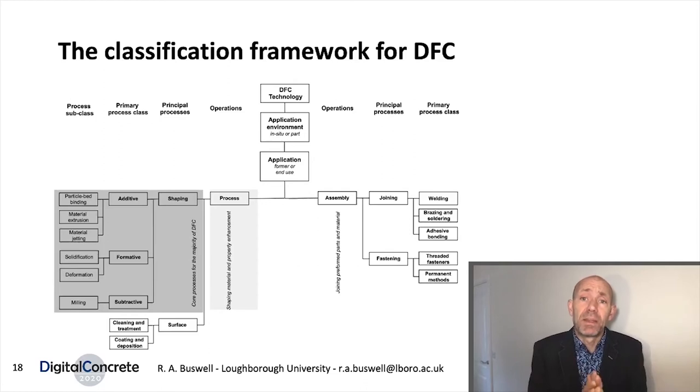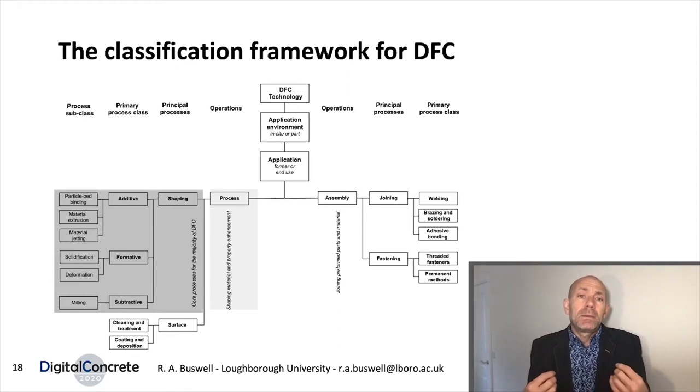The classification framework is represented here. It's been redrawn from the paper in order to fit the presentation format. The technology should be specified in the context of the application environment and product it is being used to manufacture. And well-defined process boundaries allow classification by operation, either by an assembly or a process. The material shaping options are additive, formative and subtractive, and then the relevant subprocesses within those classes are presented.